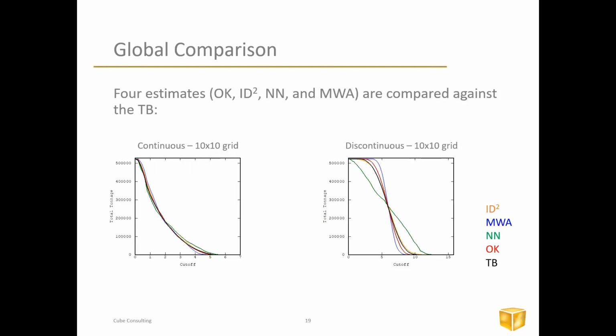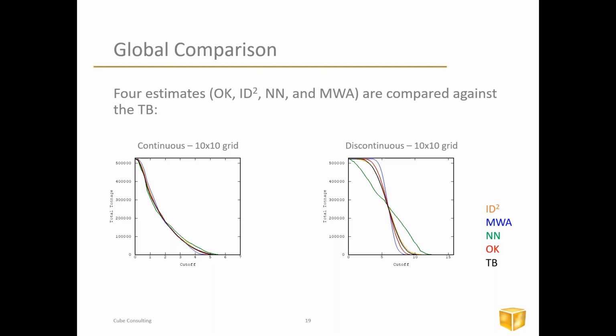But let's have a look now at the grade tonnage curve. On the left, you've got the continuous case. On the right, you've got the discontinuous case. In the continuous case, all the curves are pretty much the same. There's not much difference. In the discontinuous case, however, you have one curve that is completely out, that's the nearest neighbor. You have another curve, the blue curve, which is smoother, that's the moving window average. But differentiating the ordinary Kriging, the ID square, and the turning bands becomes a bit more difficult.